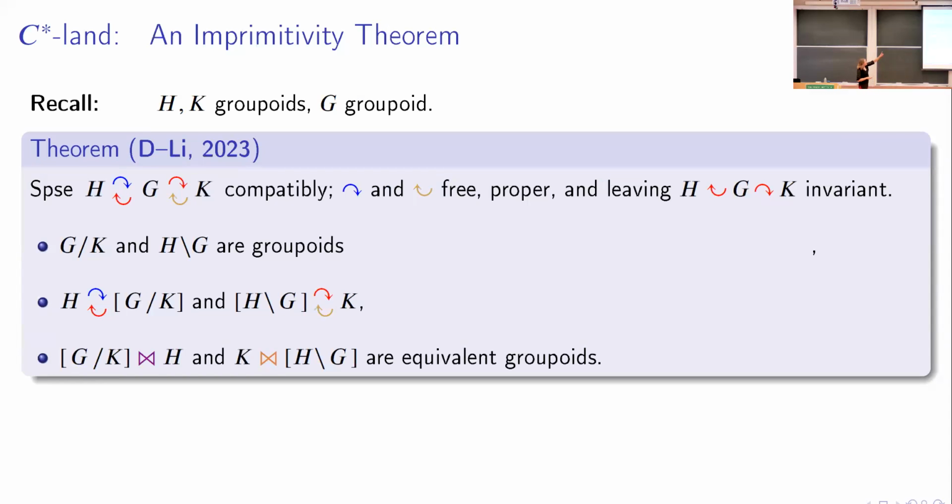Okay, now we are going to get to the big imprimitivity theorem. So this is what we had earlier, right? I mentioned earlier that Boyu and I proved that given three groupoids, H, K, and G, if I have these two-way actions in all the different directions, so not only do H and K act on G, but also G acts backwards in a compatible way, I need the actions on G to be free and proper and leaving the other two actions invariant. And then I had this nice statement.